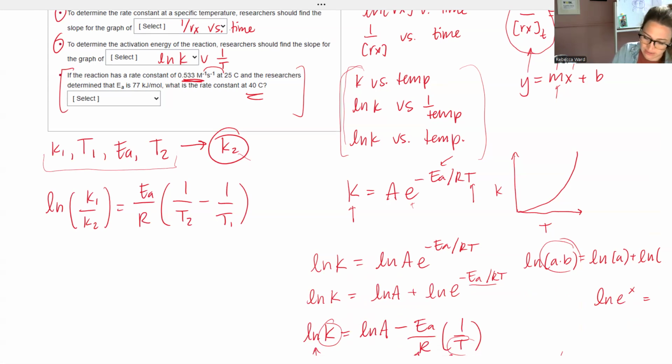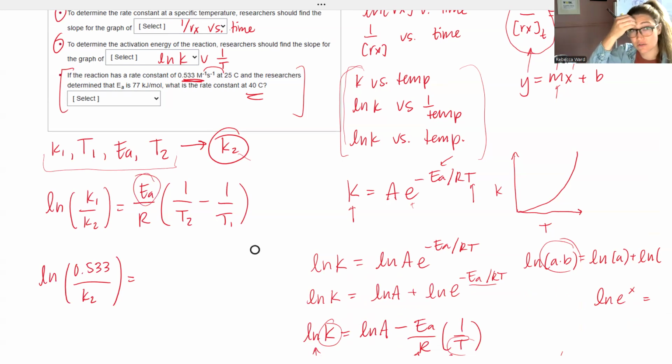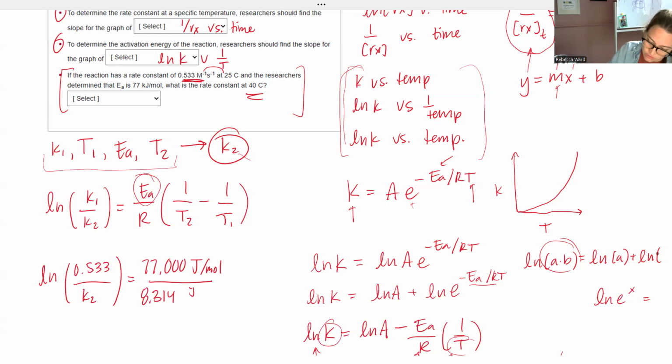Okay, so let's start plugging things in. So I've got ln of 0.533 over K2. That's what I'm solving for. I have 77 kilojoules per mole as my activation energy. I'm going to write that as joules per mole because R, my gas constant, is in joules. So you got to make sure that those are in the same units. So 77,000 joules per mole. R is 8.314 joules per mole Kelvin.